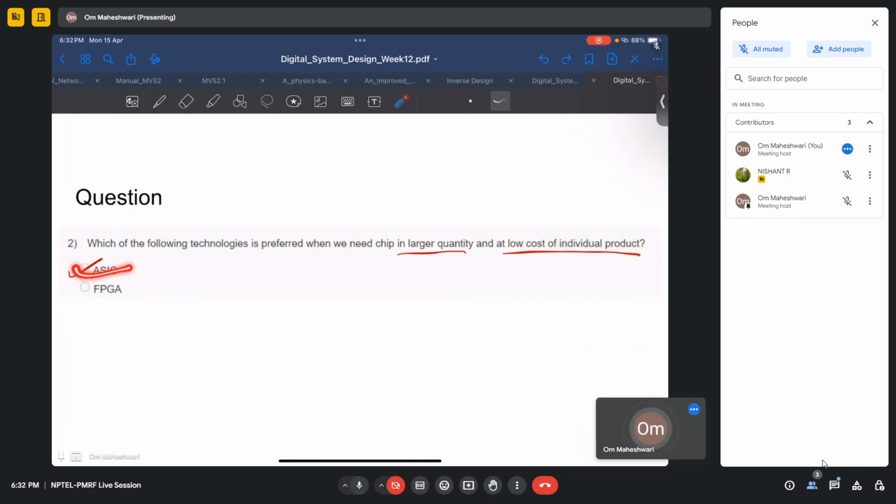Whereas FPGA is for a very small number of chips, we do not need a large number. So FPGA is a very general purpose generic board where just for one or two cases we want to make some circuit, we cannot go for ASIC design. Then we implement it using FPGA.